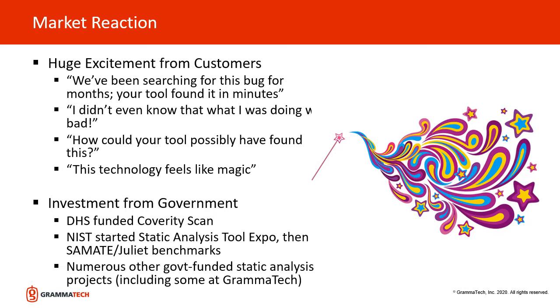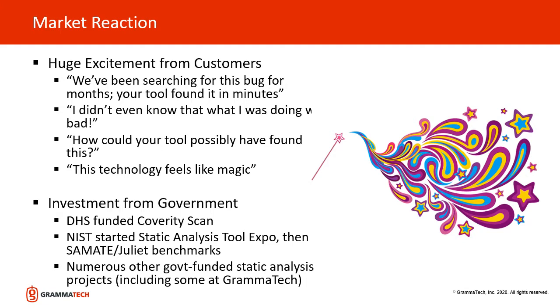A key thing, though, is that a lot of people exposed to the results of these tools were kind of unbelieving. They didn't understand what was going on under the hood, behind the scenes. So they felt like it was a bit like magic. How could your tool possibly find this bug? How could it possibly have known what my intent was when I wrote this code? And so that was great.